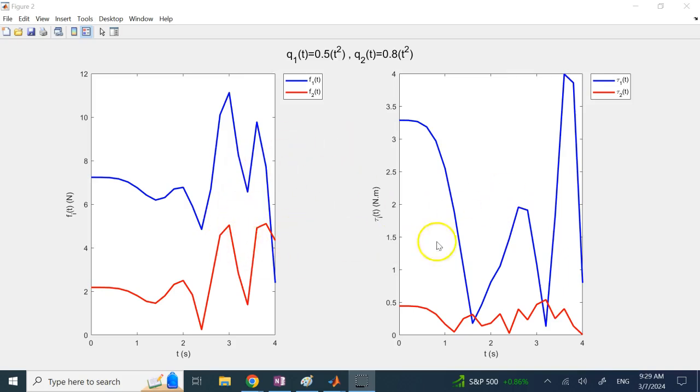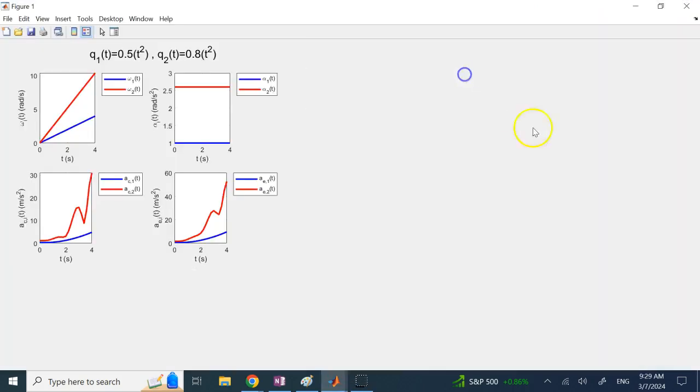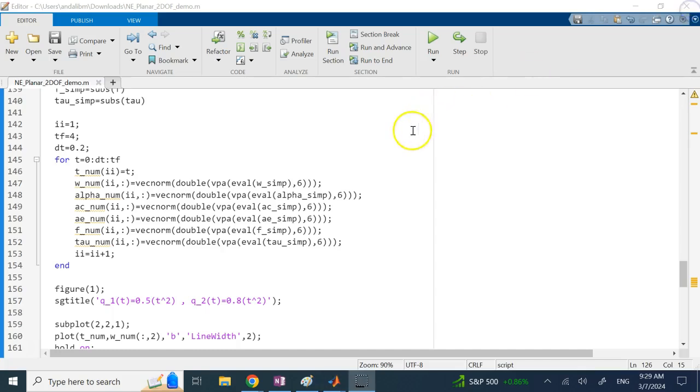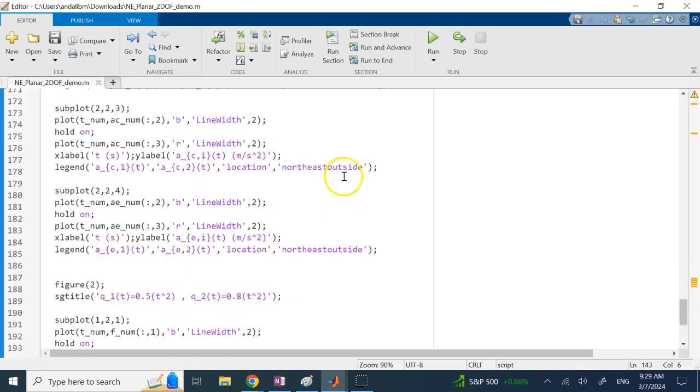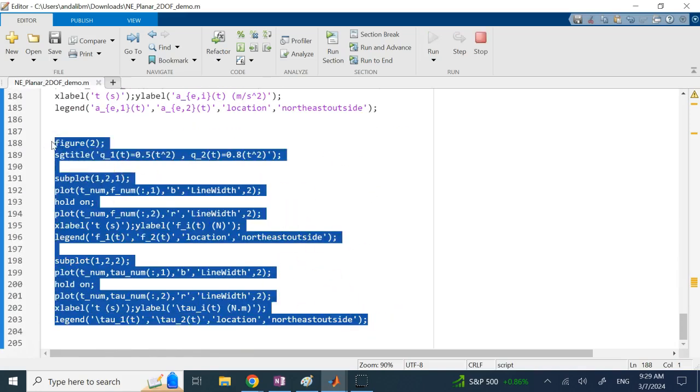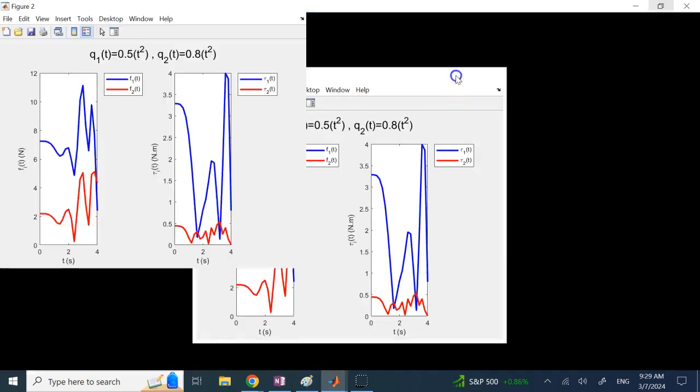Okay, so this is the F and tau plot for both of them quadratic, and these are the ACs and AEs and how they change versus time. And the torques will tell you what is the max torque that you need on joint 1 and joint 2, so they can tell you basically what kind of motors to pick. And F1 and F2 will give you the forces on the pins, so based on that you can design the pins.